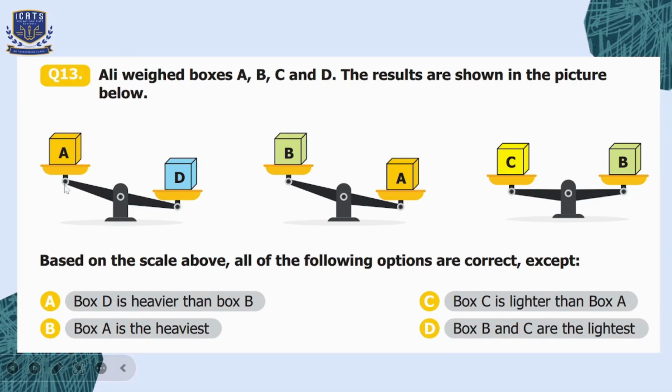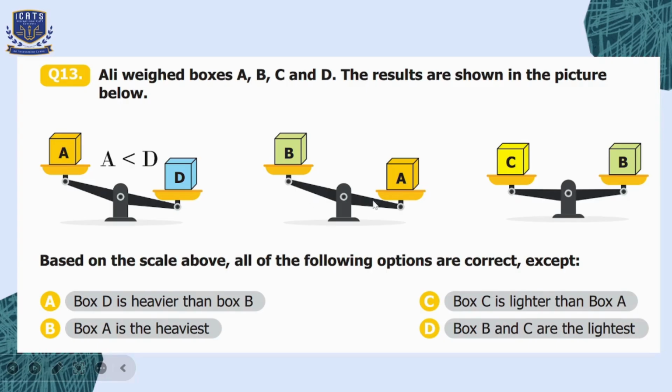So now let's check our first scale. We know the heavier weight moves downwards on the scale and the lighter weight moves upwards. So now let me make my statement here. I can clearly see that box D is heavier than box A. So I will write it this way: box A is lighter than box D. If I read it the other way, I will read it as box D is heavier than box A.